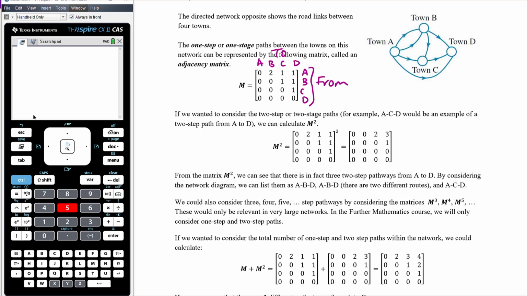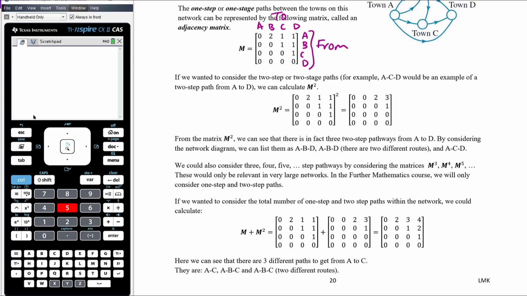If we wanted to consider the total number of 1-step and 2-step paths within the network, we could, for example, add those 2 matrices together. So M is the original adjacency matrix, that's all the 1-step paths. M squared is all the 2-step paths. So by adding those together, what we're now getting is the total number of ways to get from each town to the other towns in either 1 or 2 steps. Okay, so there are 4 ways to get from town A to town D using either 1 or 2-step paths.